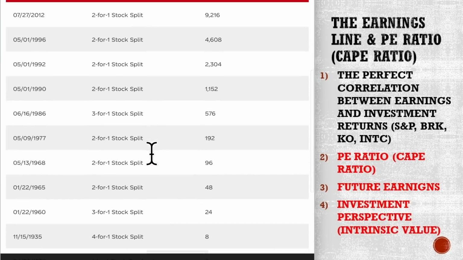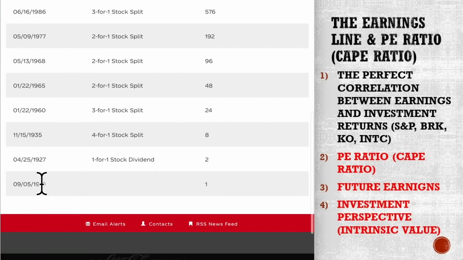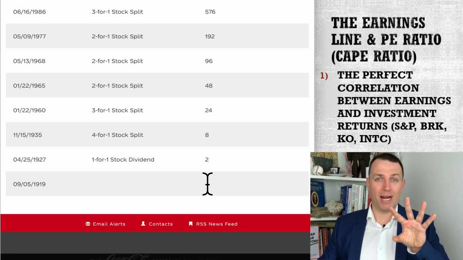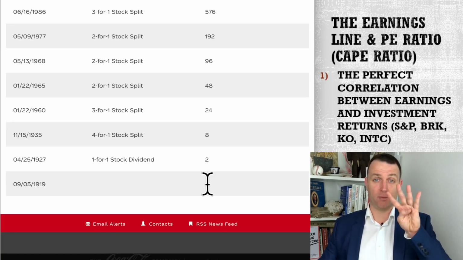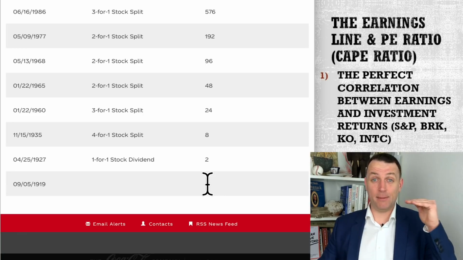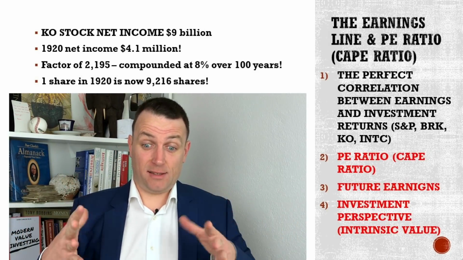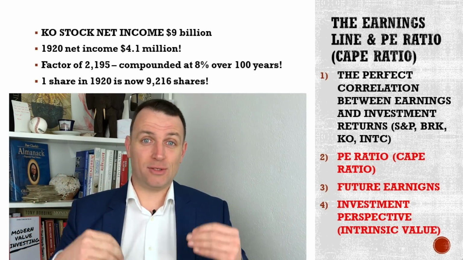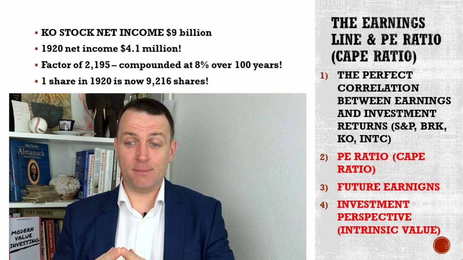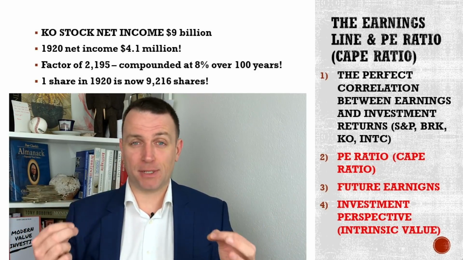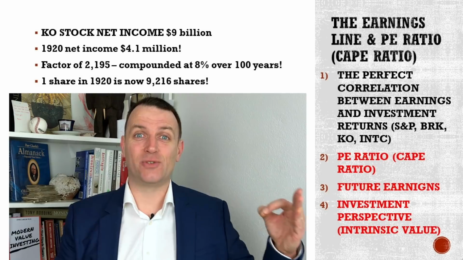When the company went public in 1919, the profits were $4.1 million. So we went from 4 million to $9 billion. When I divide that, I get that earnings expanded 2,195 times, or we can say compounded at an average rate of 8% per year over 100 years.